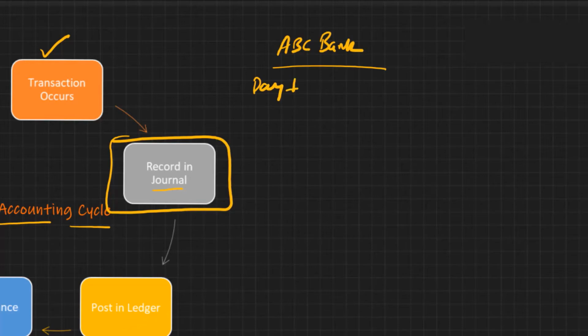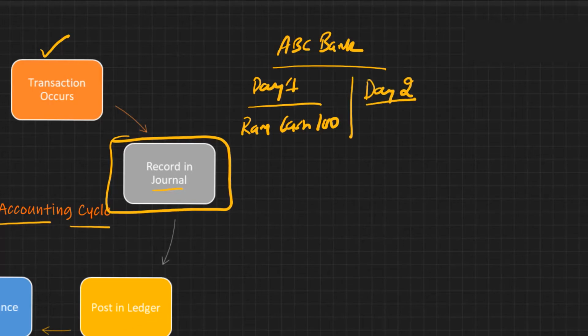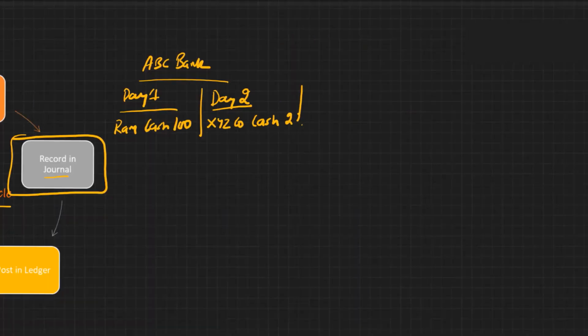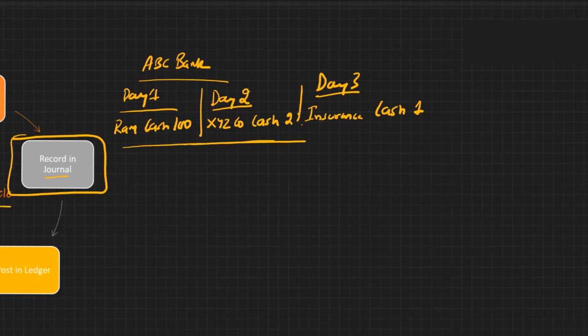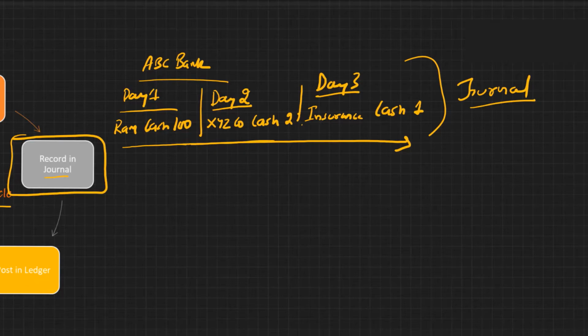On day 1, the promoter of the ABC Bank comes in, let's say his name is Ram, and he deposits cash of, let's say, 100 crore rupees. On day 2, the bank gives a loan to XYZ company in cash of 2 crore rupees. Let's say on day 3, the bank incurs an expenditure and buys insurance by paying cash of 1 crore rupees. So all those three transactions are getting sequentially captured in a register which is called a journal. So we are recording the transaction in the journal as the first step.